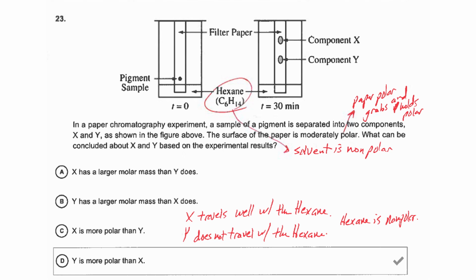The hexane travels up the paper. Hexane is nonpolar. Looks like compound X travels with it really well. So compound X is probably nonpolar because it traveled so far. Compound Y didn't travel as far. It's less attracted to the hexane. Maybe it's more attracted to the paper. So since the paper is polar, it's going to slow down things that are also polar. So compound Y is more polar than X.